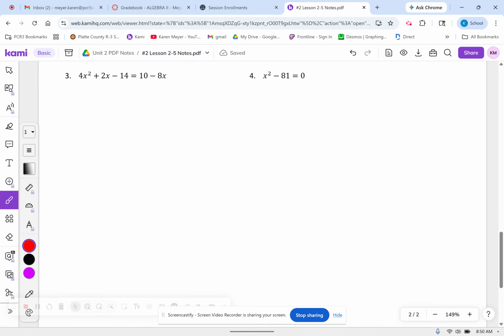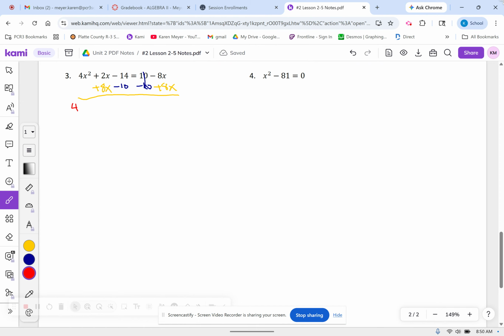Now when you get to the third one, it doesn't equal 0. So before I can start anything, I need to make sure I move all the terms to the same side. So I would start by taking this 10 and subtracting it over. Make sure you line it up with its like term. And then I'm going to take this -8x and add it over. And make sure you line it up with the regular x. Do not line it up with the x squared because that's not its like term.